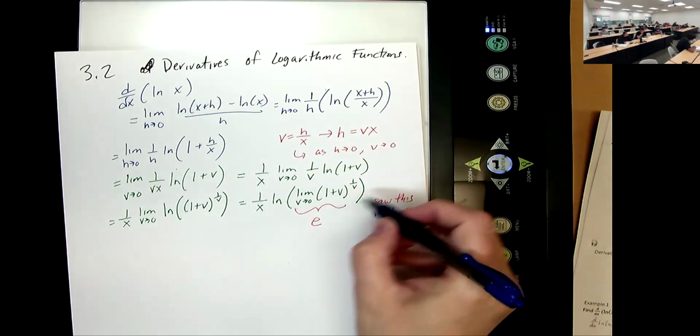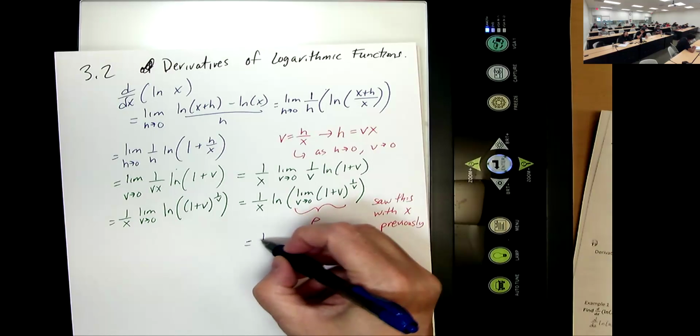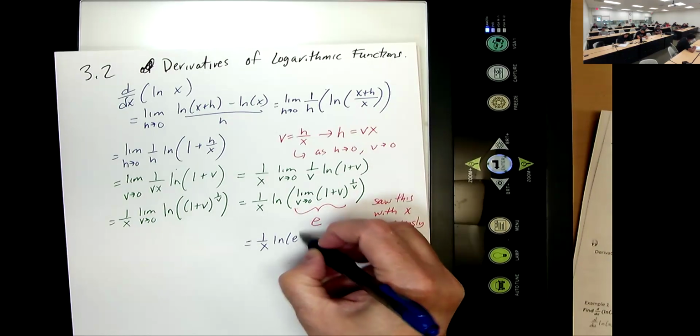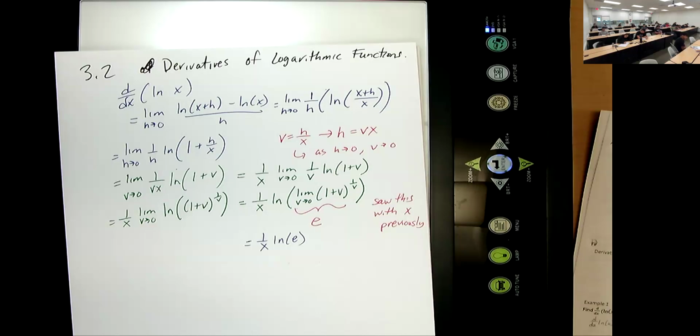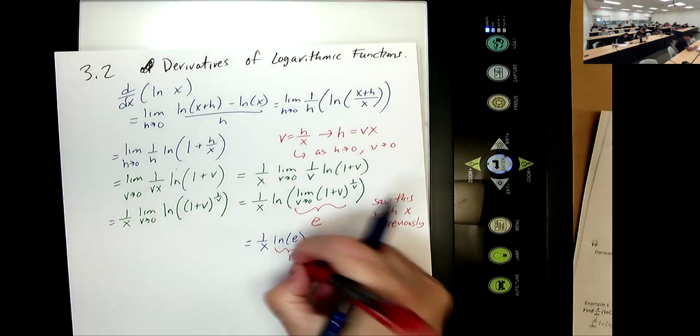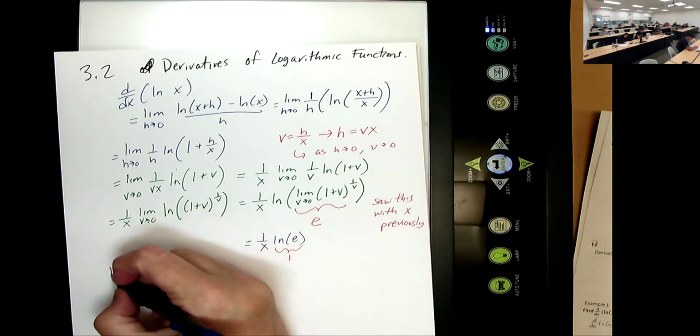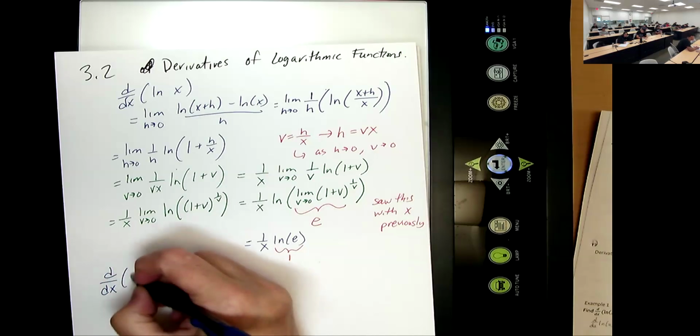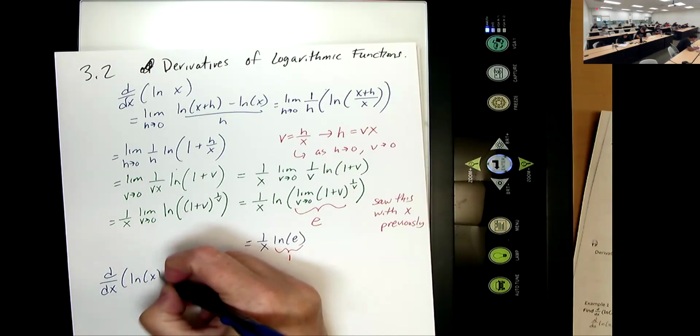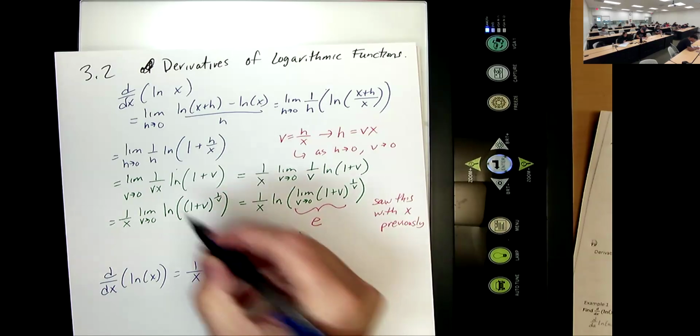So this ends up being 1/x natural log of e. But what is the natural log of e? It's just 1. So we get d/dx of the natural log of x equals 1/x.